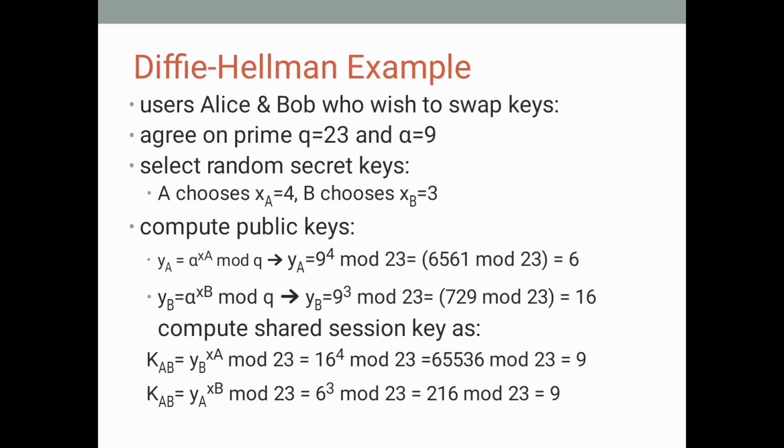And you can calculate the public key yb. The formula is alpha power xb mod q, 9 power 3 mod 23, which gives the result 16. From this they can calculate the secret key k, which is equal to yb power xa mod q, that means 16 power 4 mod 23, and he will get 9 as the result. At the receiver side, ya power xb mod 23, that means 6 power 3 mod 23, he will get 9 as the result.